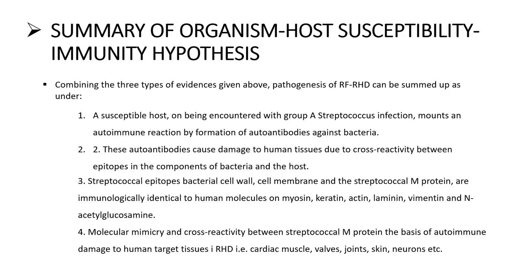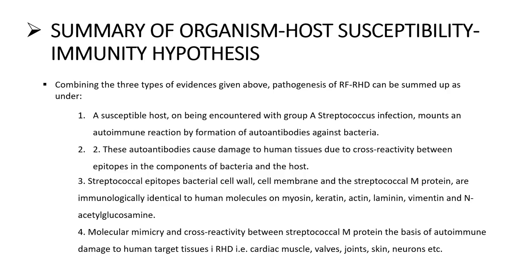Summary of the organism or susceptibility immune hypothesis. Combining the three types of evidence given above, the pathogenesis of rheumatic fever and rheumatic heart disease can be summed up as under. First, a susceptible host on encountering group A streptococcus infection mounts an autoimmune reaction by formation of autoantibodies against bacteria. Second, these autoantibodies cause damage to human tissue due to cross-reactivity between epitopes in the components of bacteria and host.